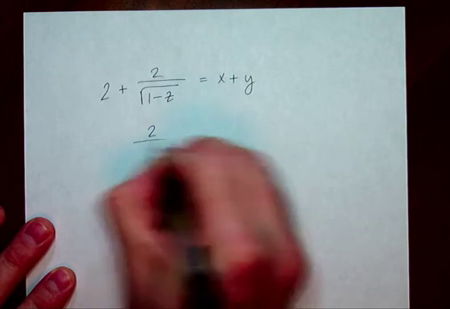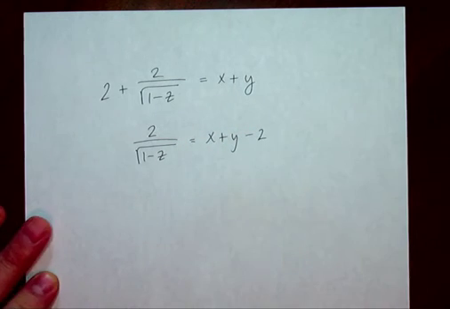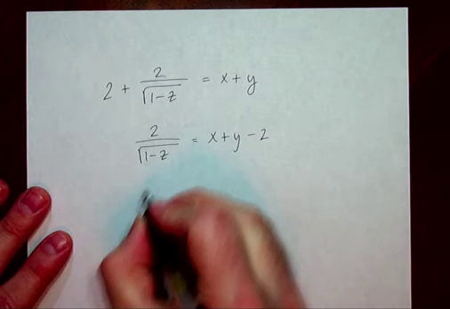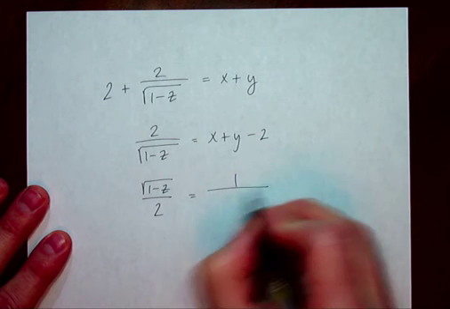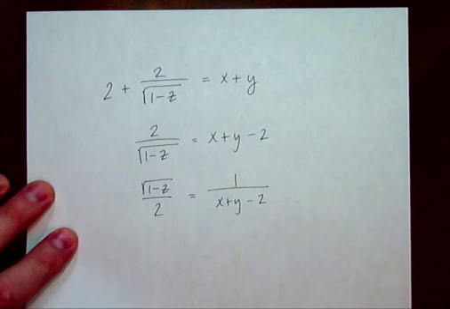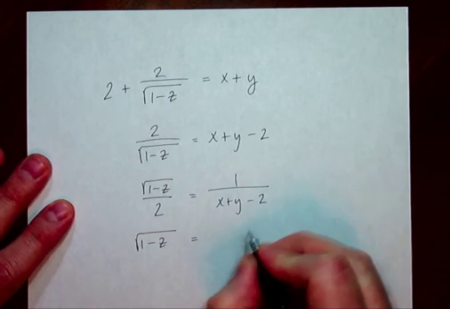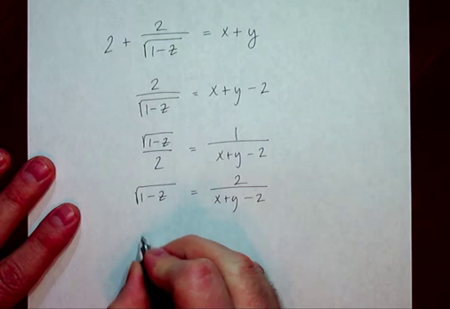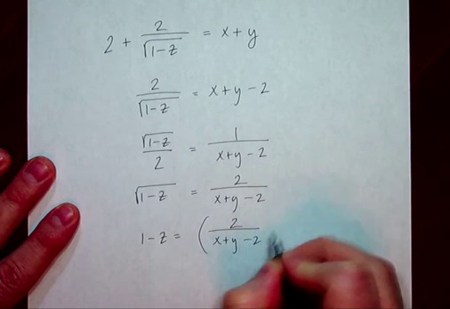What I would do is I would get this fraction by itself, and from here we can do what we did above where we had that proportion and we just took the reciprocal of both sides. And if we do that, we get 1 minus z over 2 is equal to 1 over x plus y minus 2. I can multiply both sides by 2, get square root of 1 minus z is equal to 2 over x plus y minus 2, and then I can square. And the moment that I square, I'm going to get 2 over x plus y minus 2 squared.